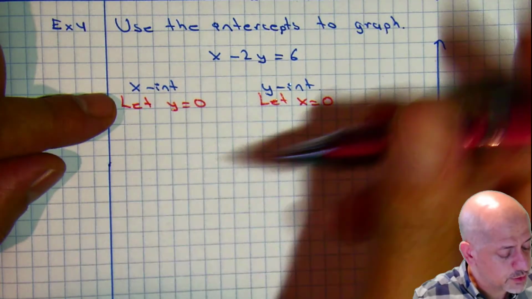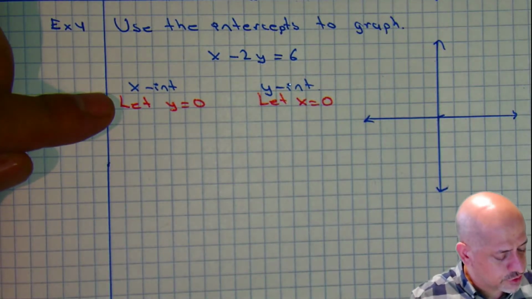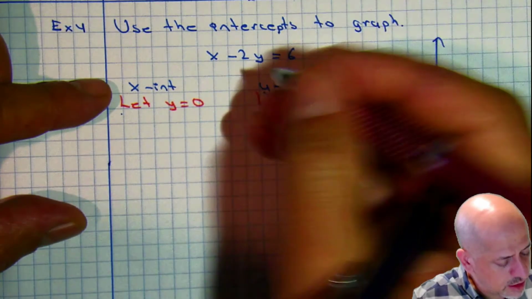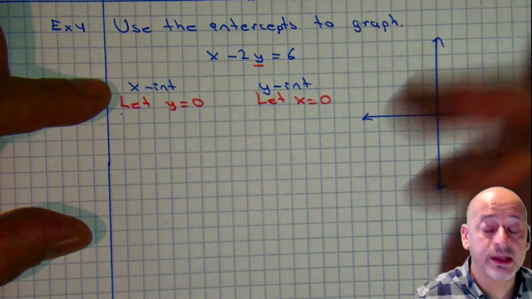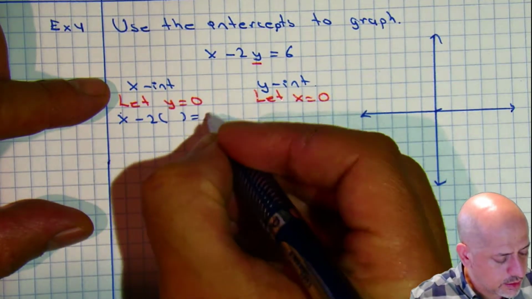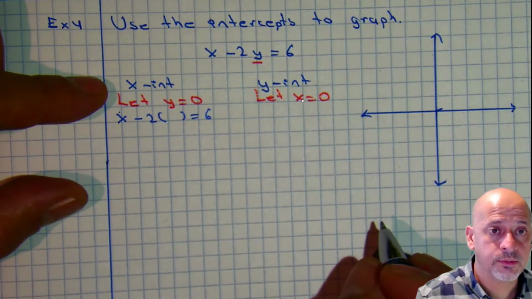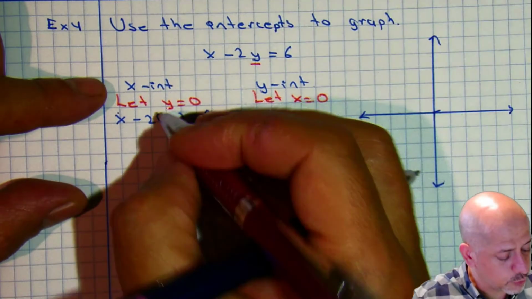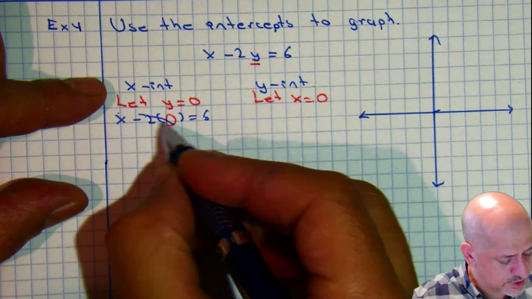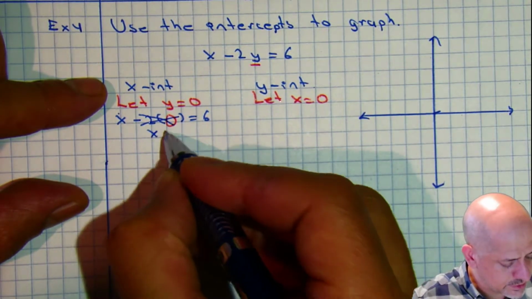To find your x-intercept, you're going to let y equal 0. So therefore, I'm going to replace the y with the 0, and I'm going to set it up first. x minus 2y equals 6. But instead of the y, I'm going to replace it with a 0. Negative 2 times 0 is 0, so that disappears. We have x equals 6.